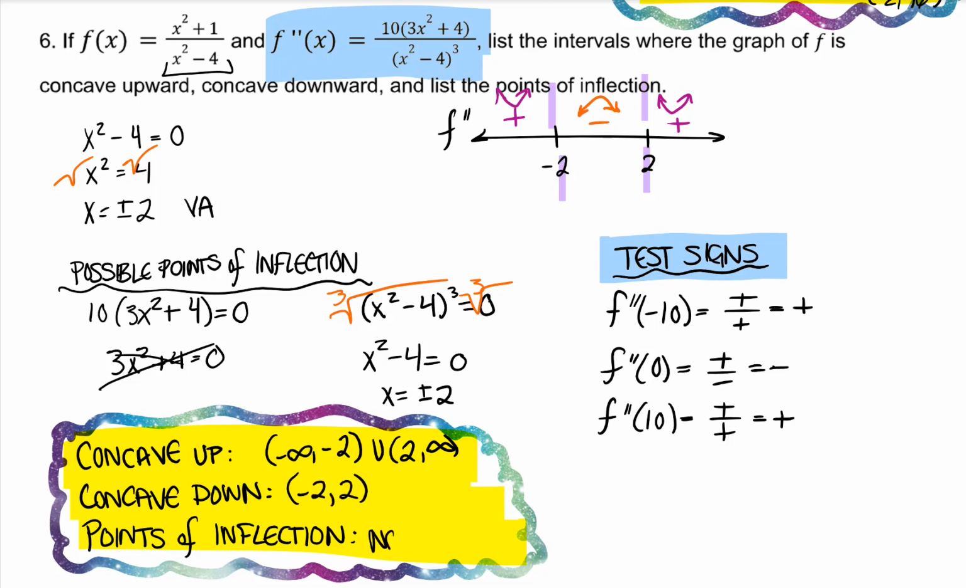And we have no points of inflection because there were no x values for which the second derivative was equal to 0 or undefined. The concavity changes on either side of these vertical asymptotes, but as a reminder, they're vertical asymptotes, so they definitely can't be points of inflection because there are domain restrictions.